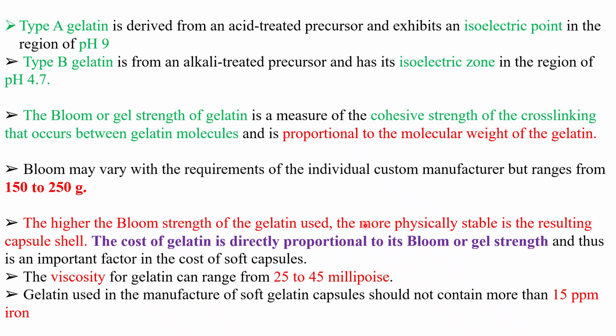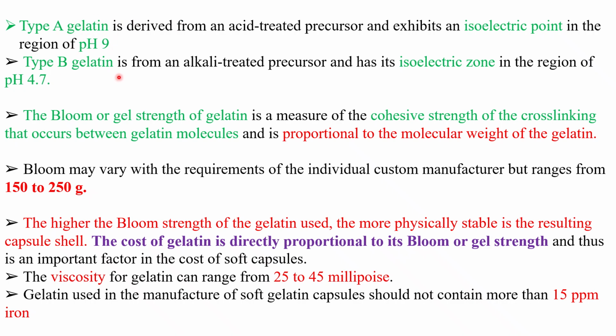Now we are going to discuss different types of gelatin, like type A gelatin and type B gelatin. Type A gelatin is derived from an acid treated precursor. A for acid, A for type A. So type A gelatin is always derived from an acid treated precursor and exhibits its isoelectric point in the region of pH 9.